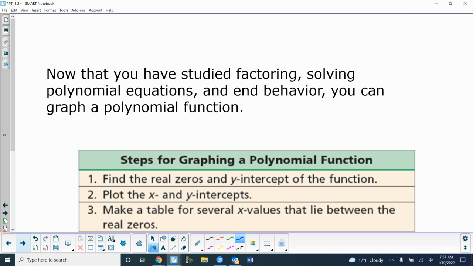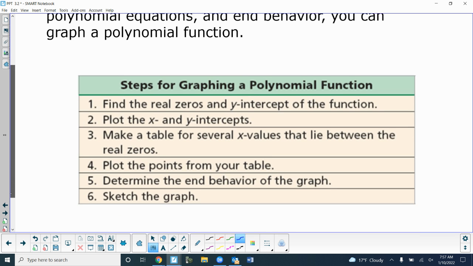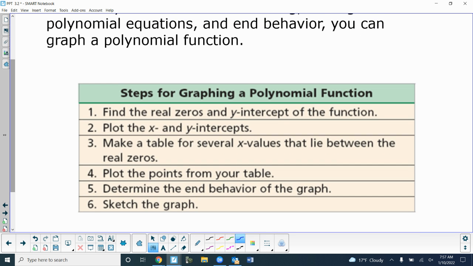All right, now that you've studied factoring, solving polynomial equations, and behavior, you can graph a polynomial function. Well, we're going to graph them using our calculators, okay? It says find the real zeros and y-intercepts, plot the x and y-intercepts, make a table for several x values that lie between the real zeros, plot the points from your table, determine the end behavior of the graph, sketch the graph. Okay, that's the old way. Back in the day when I had to do it, I had to figure all that stuff out. Well, I didn't have a graphing calculator. Okay, but you have a graphing calculator. Just put it in your calculator.